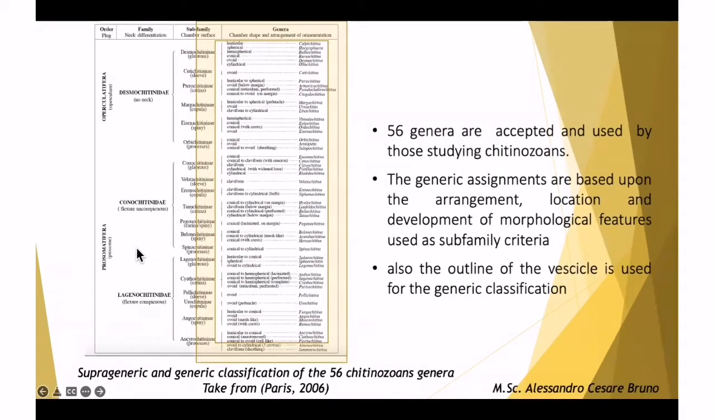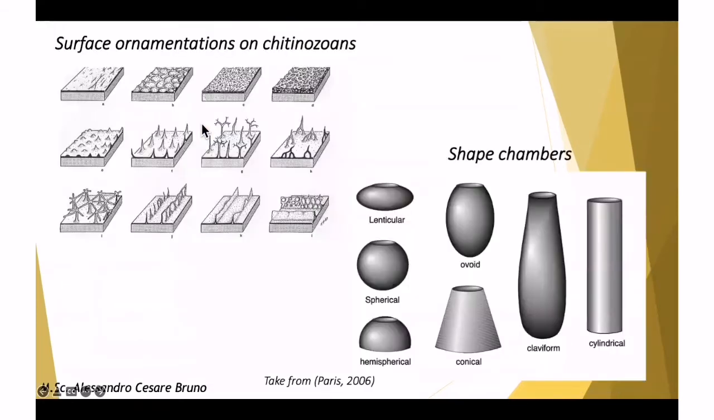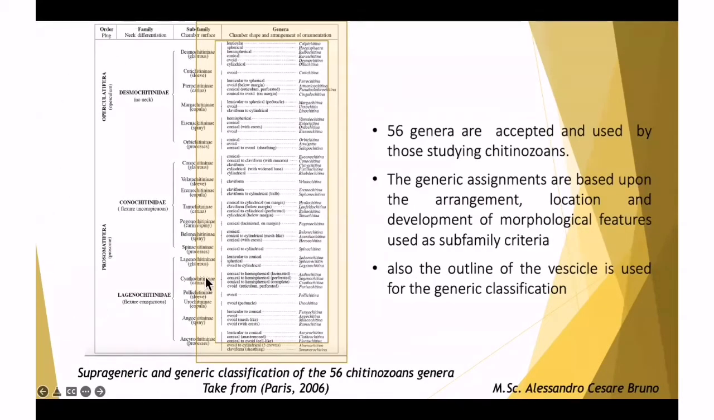The taxonomy of chitinozoans is generally well studied. So for this biozonation and all the genera, there exists a very good classification of the genera that describe the chitinozoans. 56 genera are accepted and used in the description of chitinozoans. The generic assessment is based on the arrangement, the location, and the shape of the morphology of the particles, and the outline of the vesicle is also used for the classification of the genera and then of the species.